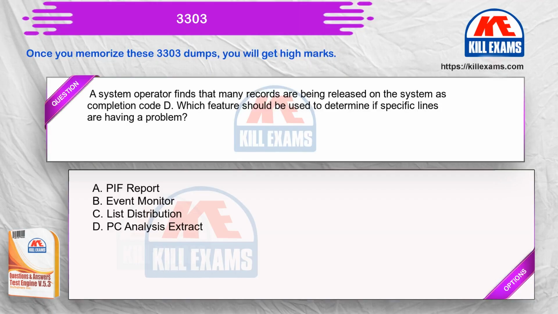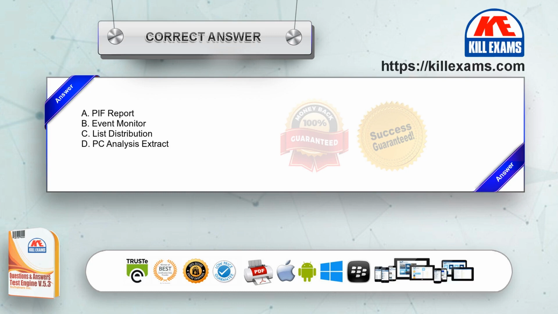A system operator finds that many records are being released on the system as completion code D. Which feature should be used to determine if specific lines are having a problem? Option A. PIF report. Option B. Event monitor. Option C. List distribution. Option D. PC analysis extract. The correct answer is option D.